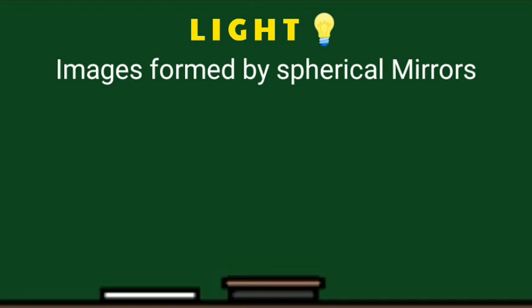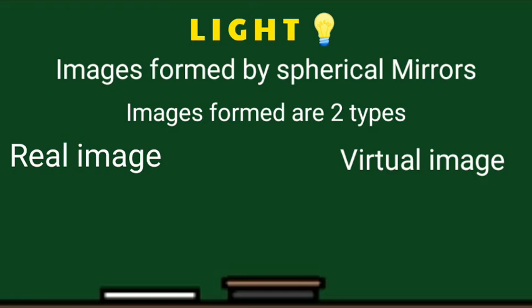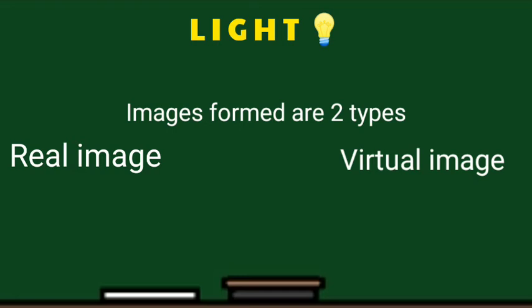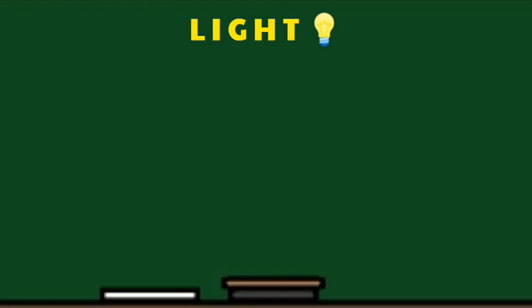Next, images formed by spherical mirrors. Images formed by spherical mirrors are of two types: one is real image and the other is virtual image. Real images can be formed on a screen, while virtual images cannot be formed on a screen because they are not real, just an assumption. The characteristics of an image are determined by the location of the object.